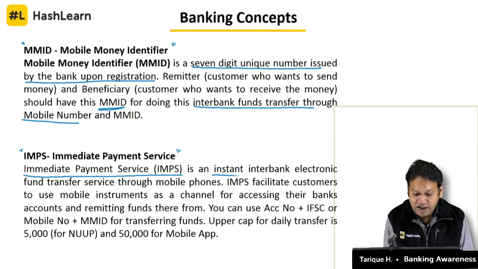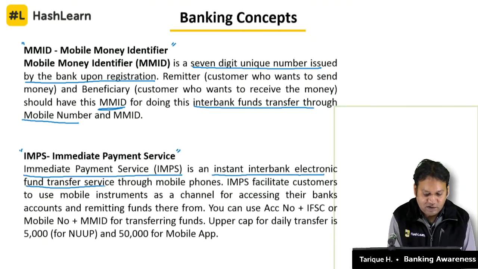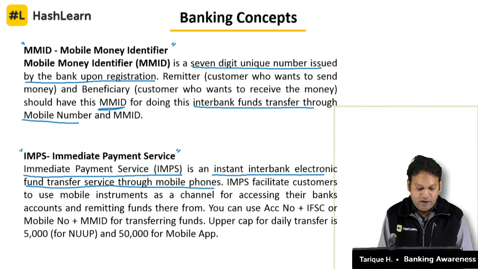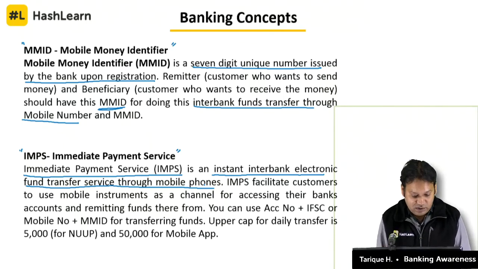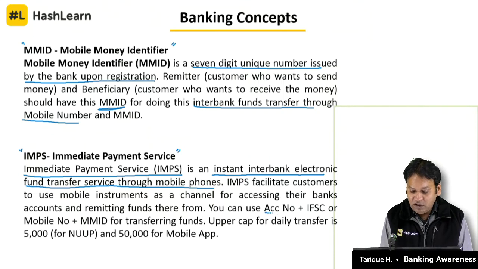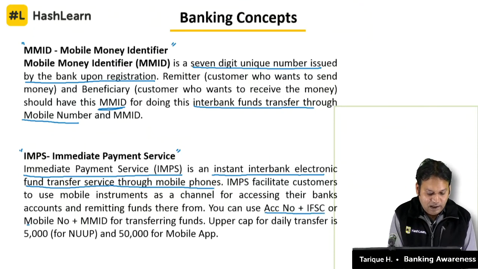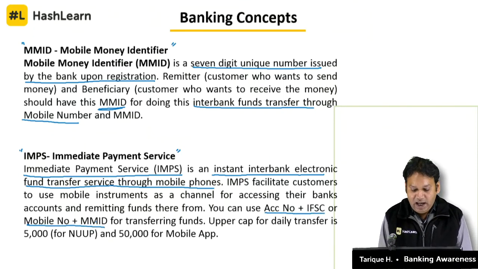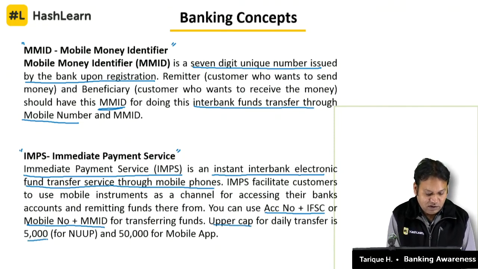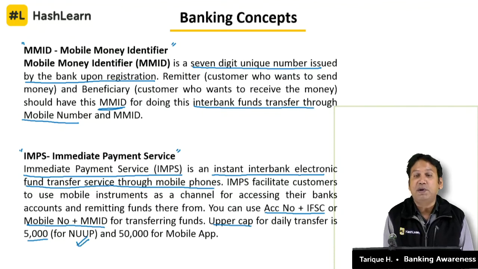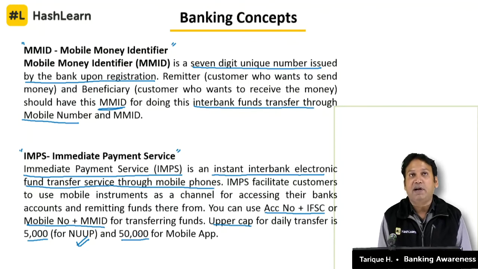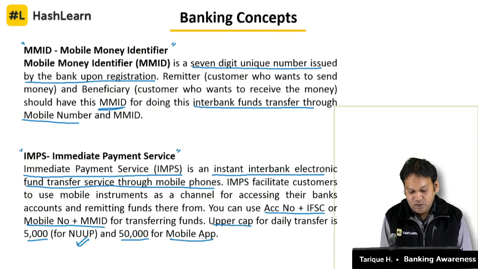IMPS is an instant interbank electronic fund transfer service through mobile phones. It helps customers send money from one account to another instantly using a mobile system, and you can use account number plus IFSC, or mobile number plus MMID, for transferring funds. And there is an upper cap for this. The upper cap for daily transfer is 5,000 for those who are doing payment through NUUP. What is NUUP? Just now we have discussed. And 50,000 is the upper limit for transfer for those who are using it through a mobile app.